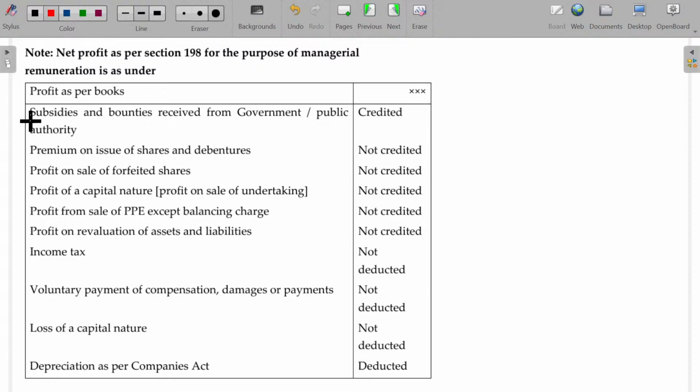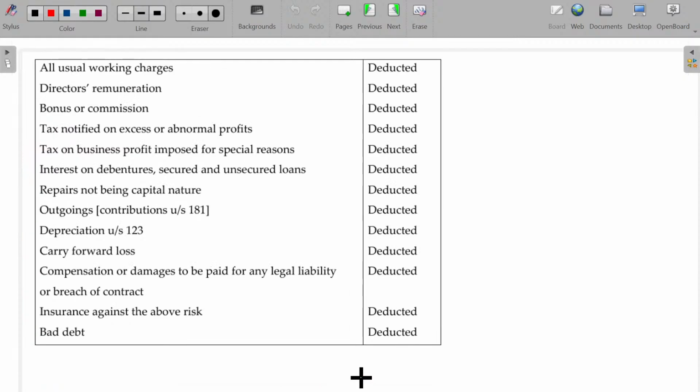So, subsidies for the revenue loss given by the government are added. And anything not related to that business will be removed. And in case of depreciation as per the Companies Act, deducted. Depreciation already given will be removed. Now, all usual working charges like administration expenses, selling expenses and advertisement expenses, those are the normal working expenses that can be debited. Directors' remuneration can be deducted.